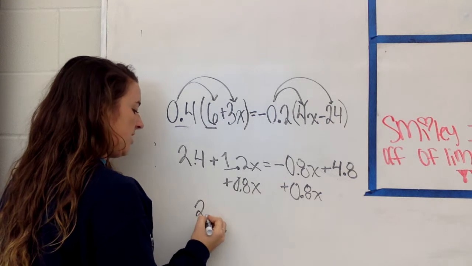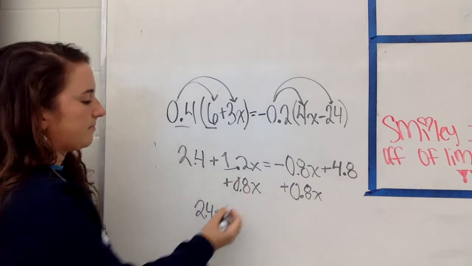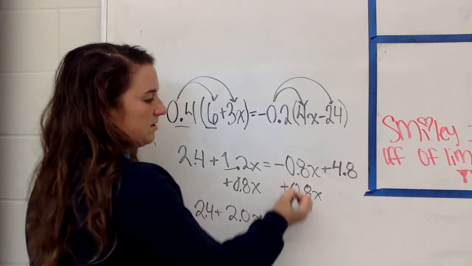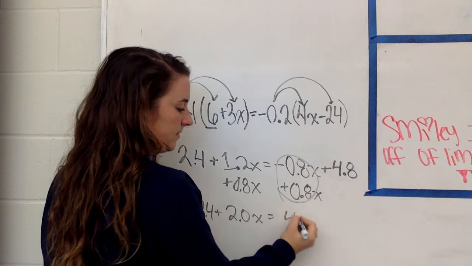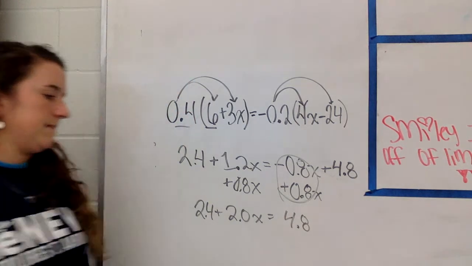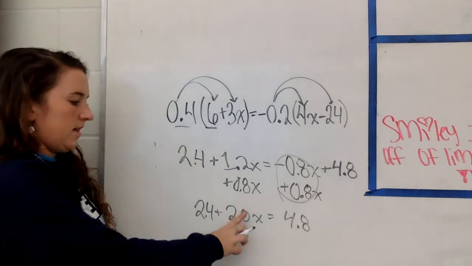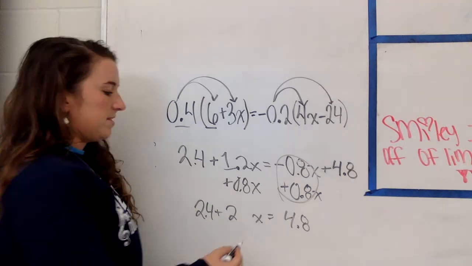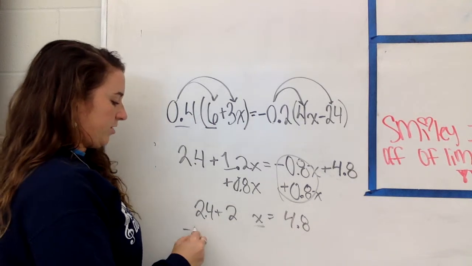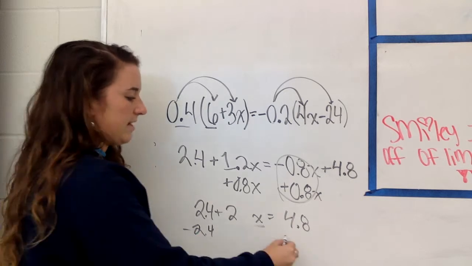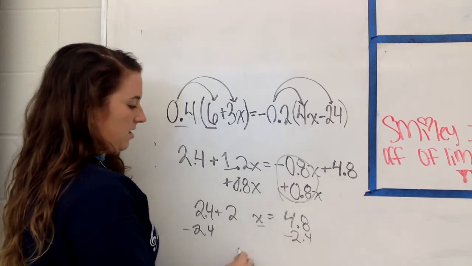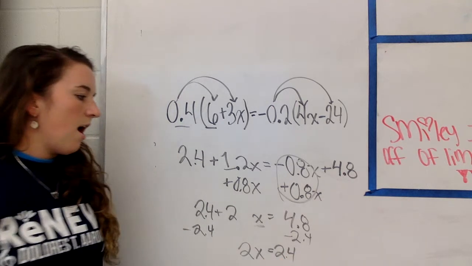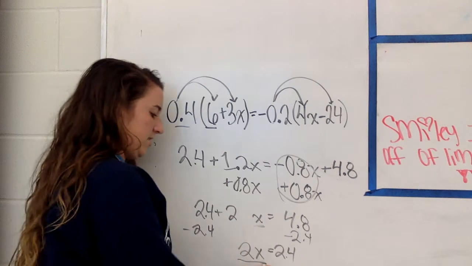Now I have 2 4/10 plus, this becomes 2 0/10 x equals, this becomes 0, positive 4 8/10. This 2 0/10 can be simplified to just 2. And now I'm still trying to get that x by itself, so I can subtract 2 4/10 on both sides. You'll end up with 2x equals 2 4/10. Finally, you need to divide by 2.